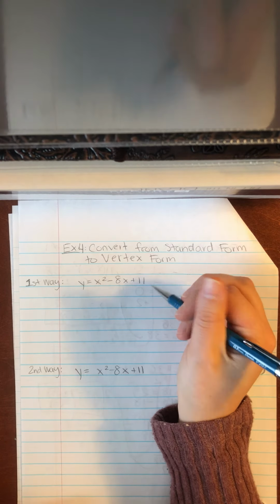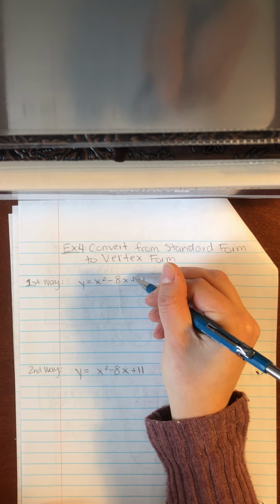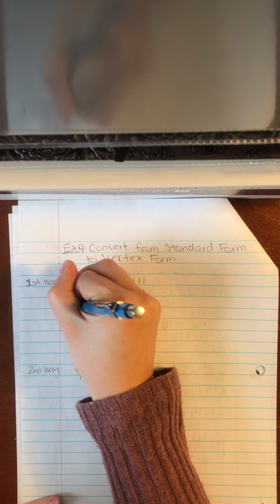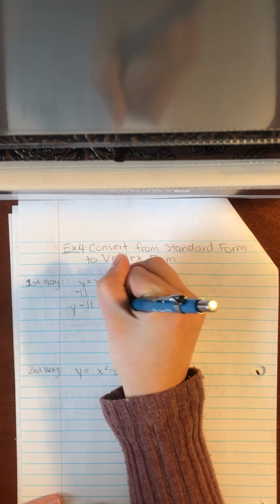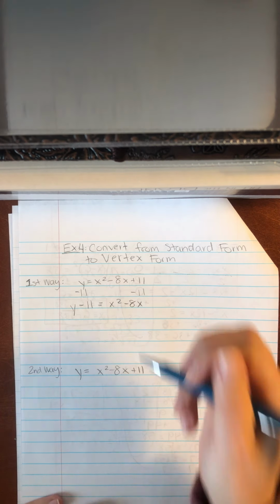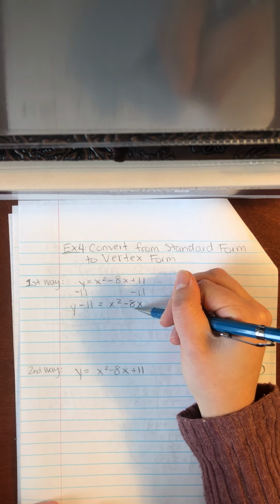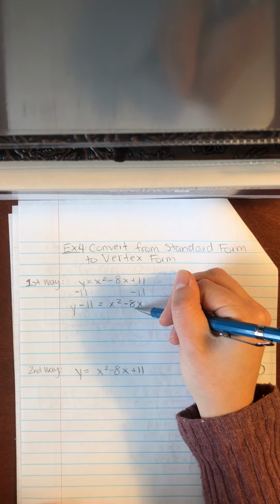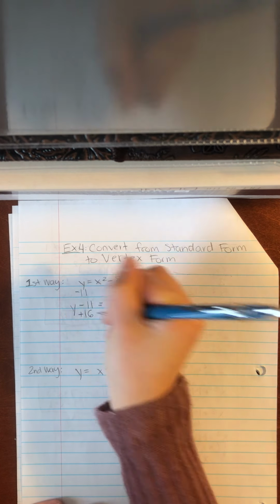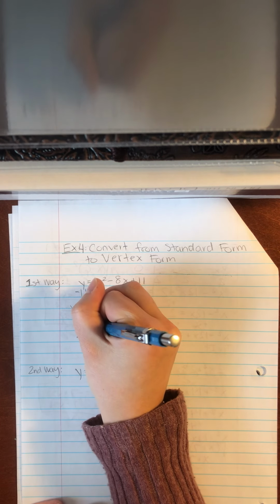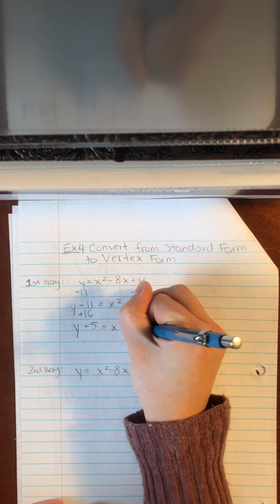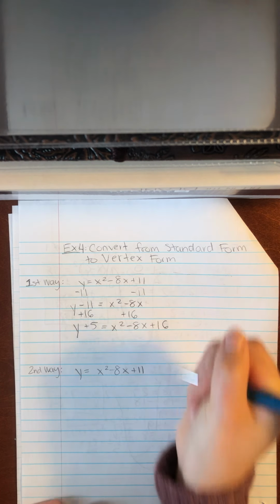You're going to start the same way. You need to move over your constant term. So our constant term here is 11. That's our C. So we have to move that over. We're going to subtract 11 on each side. We have y minus 11 equals x squared minus 8x. Half of b, so half of negative 8 is negative 4. Negative 4 squared is positive 16, so we're going to add 16 to both sides. That gives us y plus 5 equals x squared minus 8x plus 16.